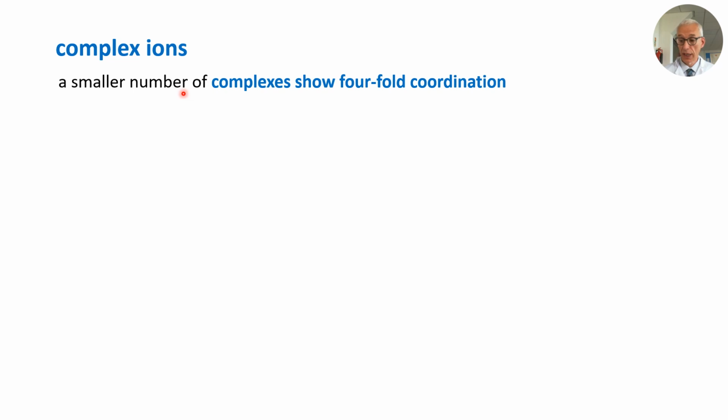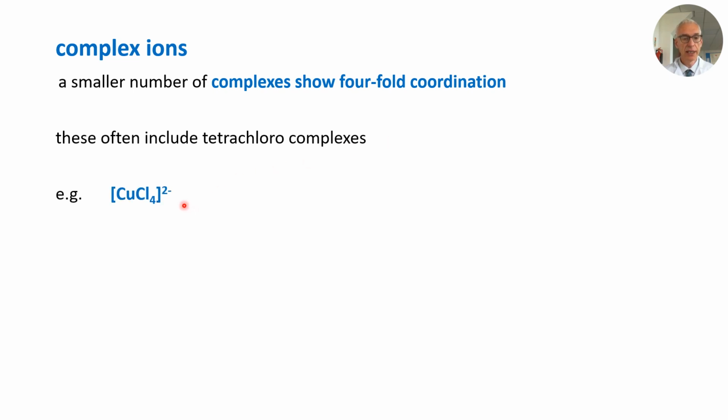Earlier we stated that the most common coordination number for a metal within a complex was 6, but there are a small number of complexes that have a coordination number of 4. They show 4-fold coordination. These often include tetrachloro complexes, as we saw on the previous slides. There were 2 examples there, so let's look at them again. Here's a tetrachloro complex of copper, and here's a tetrachloro complex for cobalt.